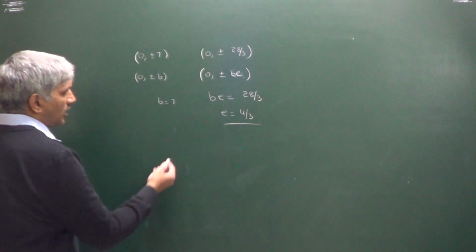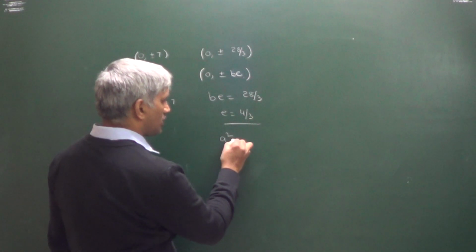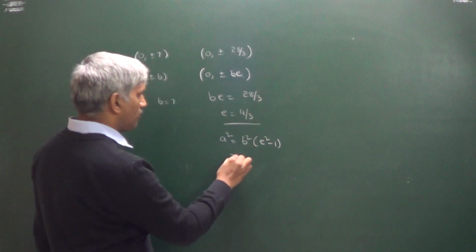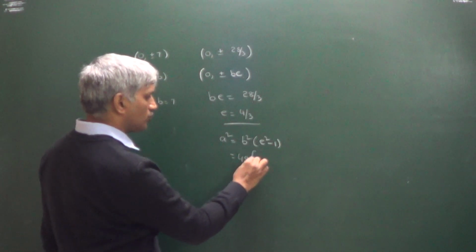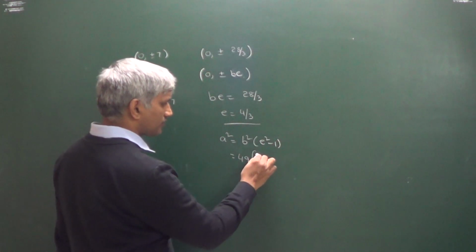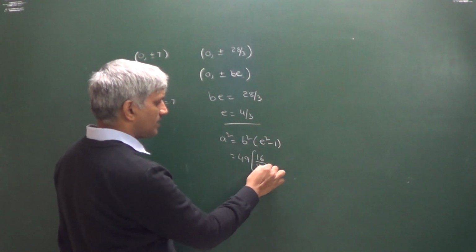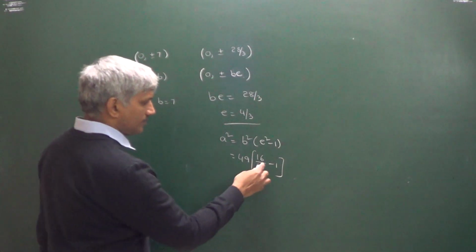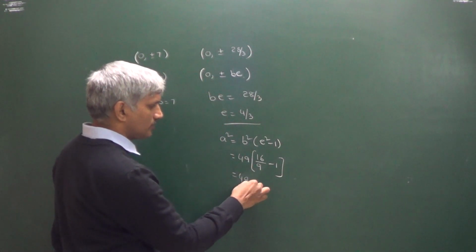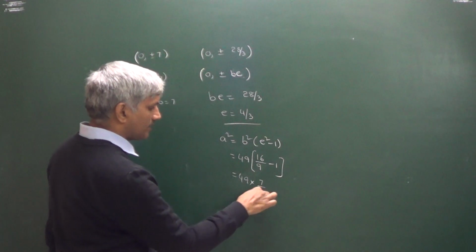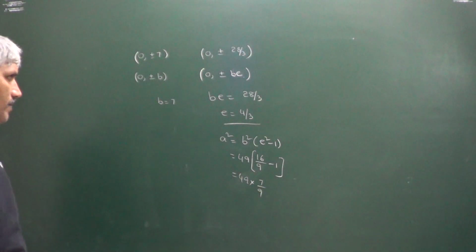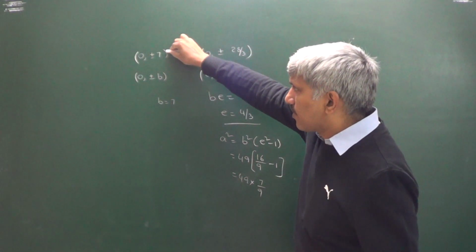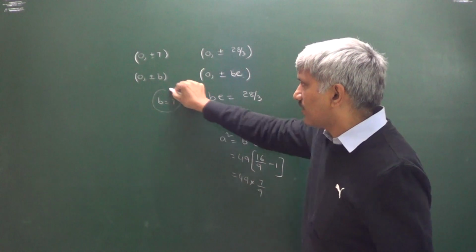Now what is the a value? The condition is a square is equal to b square into e square minus 1. Now b square is equal to 49 into e square minus 1, 16 by 9 minus 1. So from this we are getting 49 into 7 by 9. So that is the value of a square.